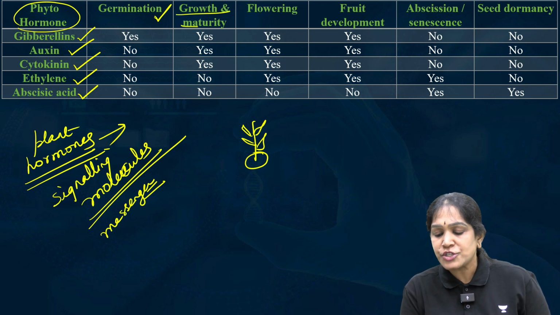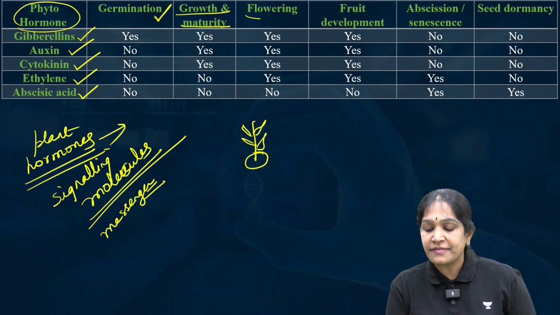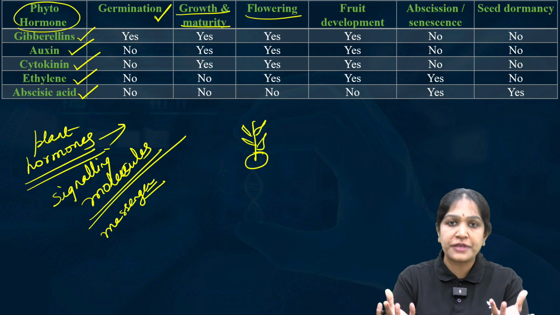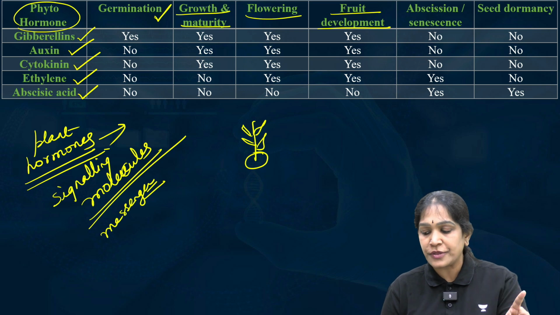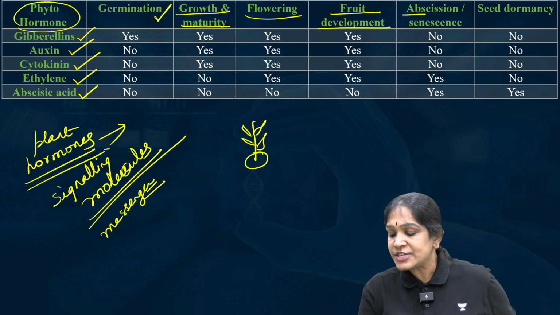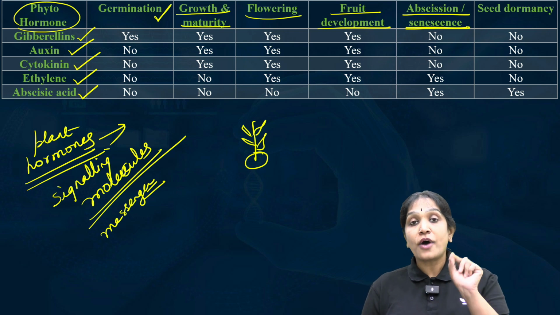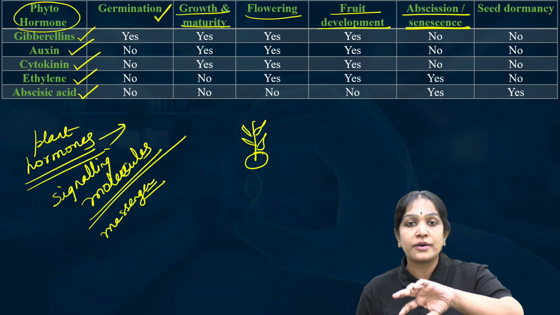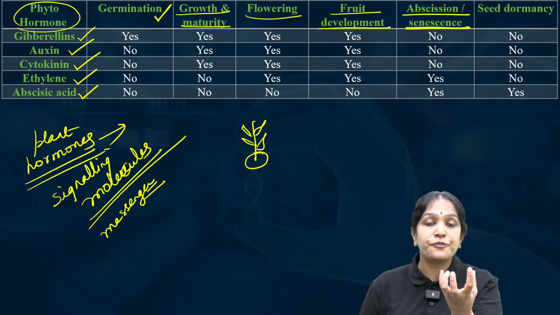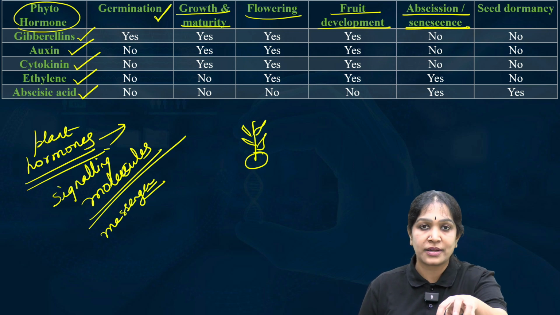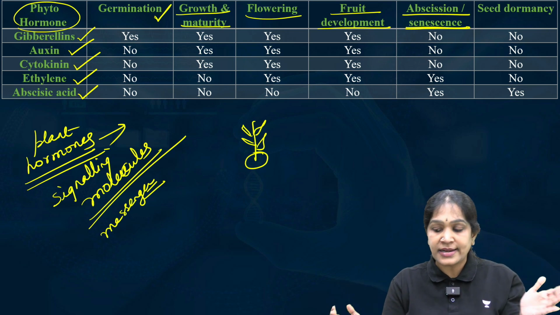Next, growth and maturity. Plant growing and the plant getting matured. Next, flowering means the coming of the flowers. Fruit development, the development of the fruits. Next, abscission or senescence. Abscission or senescence means in the fall season the leaves will fall down. That is called leaf senescence. Or the fully ripened fruit will fall down. Okay, what is that? Aging process. That fruit got old aged. It is the aging process.